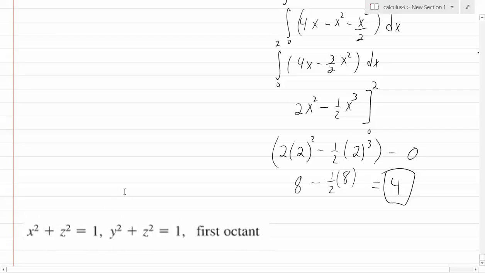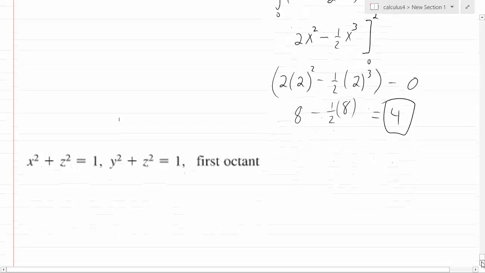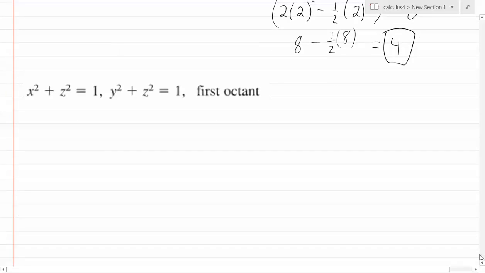Alright, so let's set up and evaluate a double integral to find the volume of the solid bounded by the graphs of the equations. We're going to set up and evaluate a double integral to find the volume of the solid bounded by the graphs of those equations.